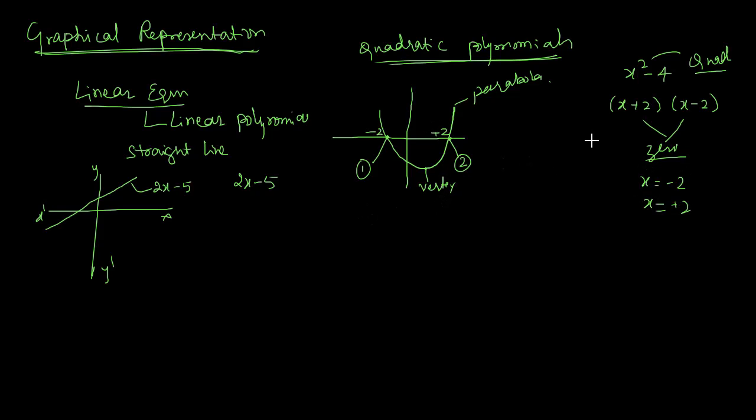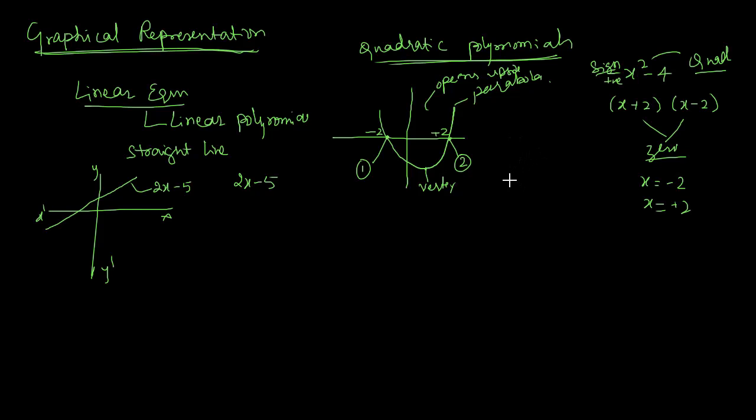But also you need to keep in mind the sign of the highest degree, which is x square, for this quadratic polynomial is positive. So that's why this parabola opens upside. So that's only for now. That's the main concept you need to remember in recognizing a quadratic polynomial.